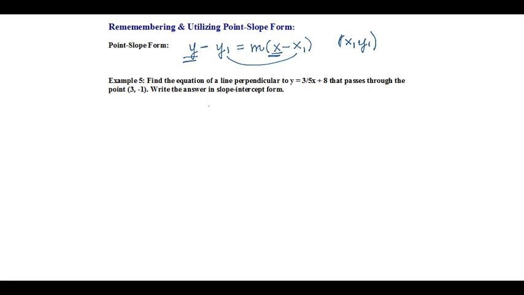Okay, so let's look at example 5. We're finding the equation of a line perpendicular to y equals 3/5 x plus 8 that passes through the point. So here we have a point, and we also have a slope from our given line, since this is the line that it's perpendicular to. We need to write the answer in slope-intercept form. I want you to notice that this is the line it is perpendicular to. So what is our given slope from our given line? Our given line's slope is m equals 3/5.